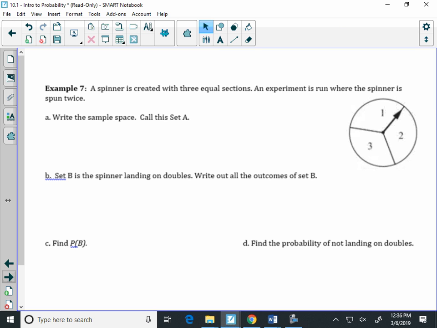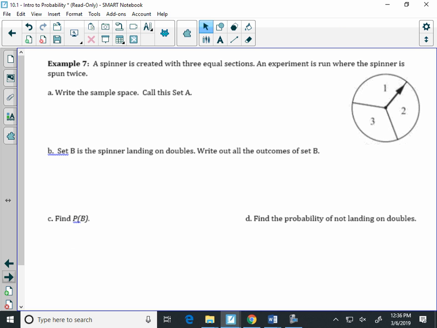One more example. We have one more bell ringer after this, but it'll be fine. We'll just do it tomorrow.